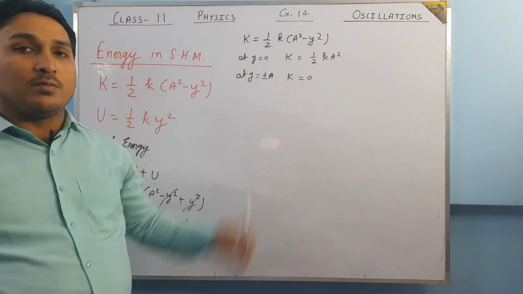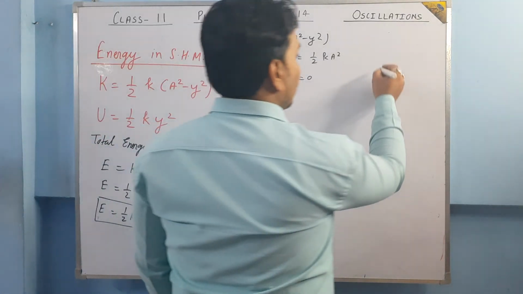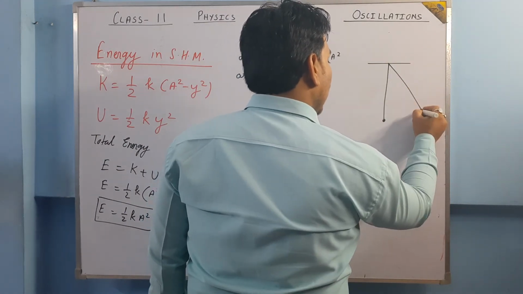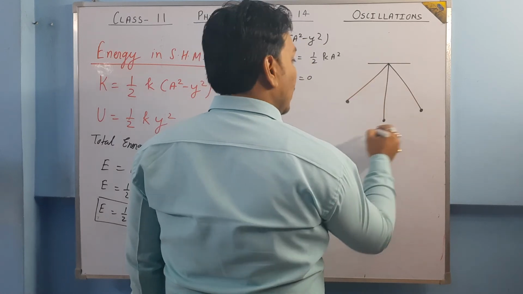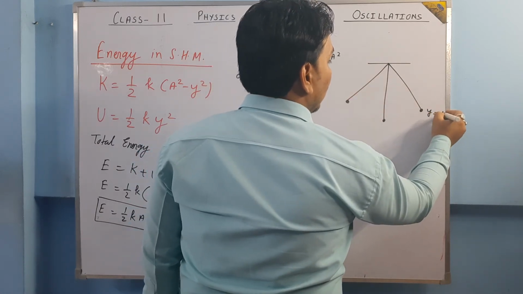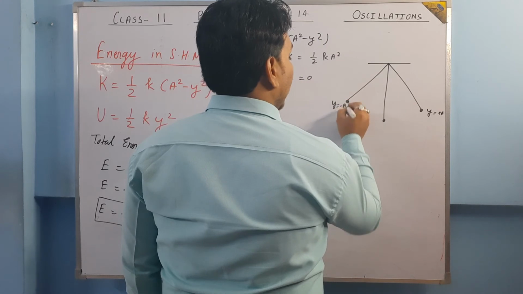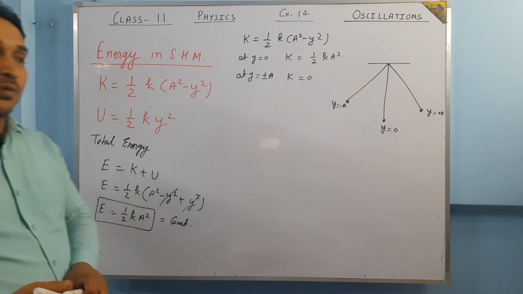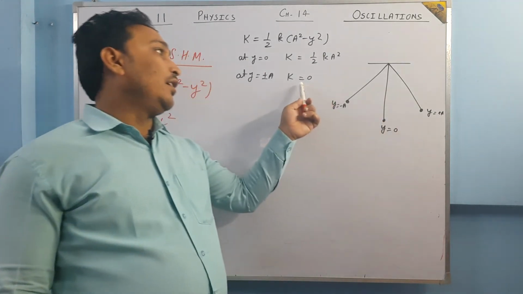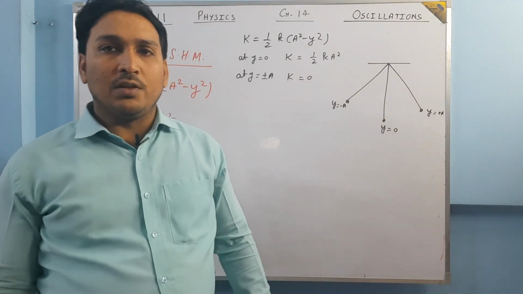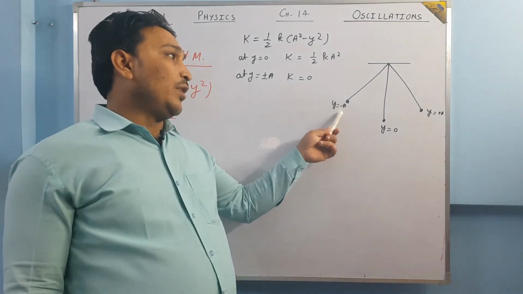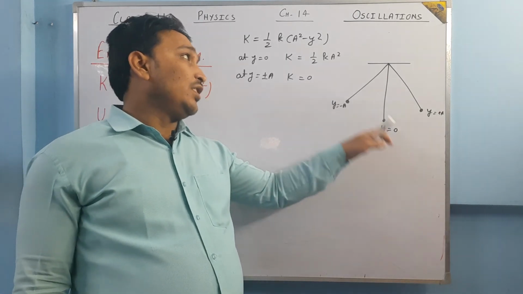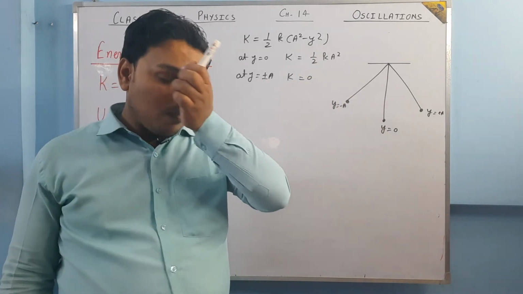Where is y equal to plus minus a? Again, I am taking the example of a simple pendulum only. A simple pendulum oscillates like this. So this is y is equal to plus a. This is y is equal to minus a. And this is y is equal to 0. At y is equal to plus a, kinetic energy is 0 because the body will stop for a moment. At y is equal to minus a, again kinetic energy is 0 because it will stop for a moment. But at the mean position, it is maximum. It is half k a square.